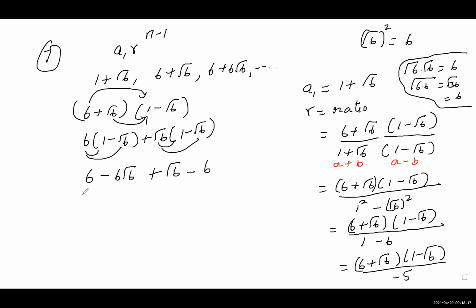All right, now this 6 and this 6 will cancel. Okay, so we're left with negative 6 square root of 6 plus square root of 6 over this negative 5.